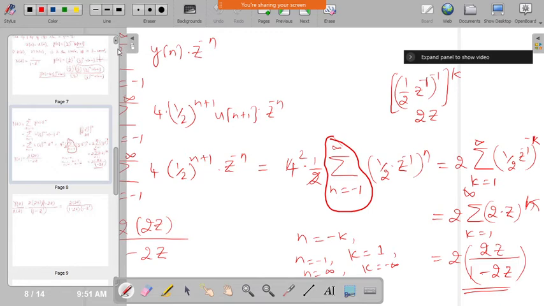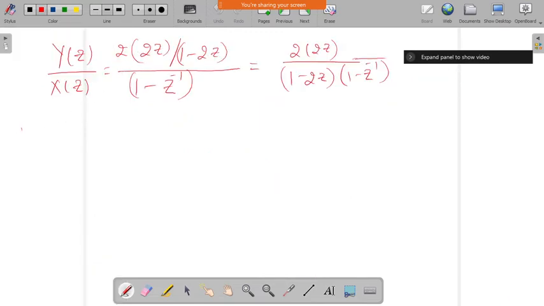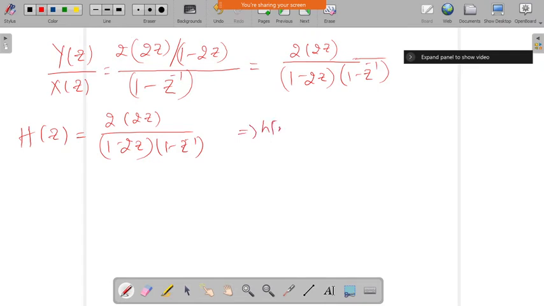Okay, now we can find out the H(z) for this. That is, H(z) we know now, which is equal to 2 into 2z divided by 1 minus 2z into 1 minus z inverse. So now we can find out what is h(n). Again use the partial fraction method and you will be able to find out what is h(n).